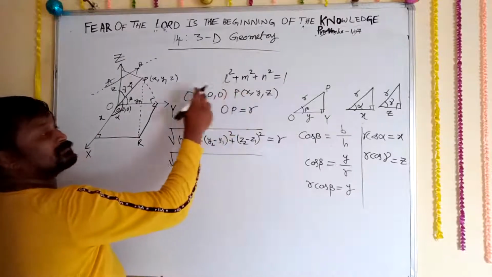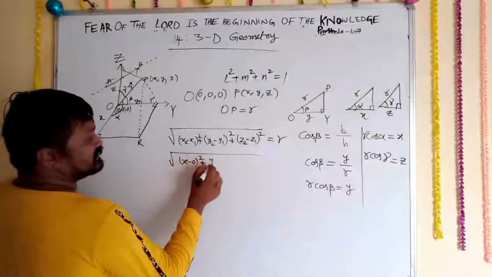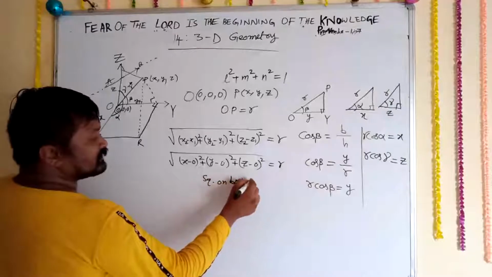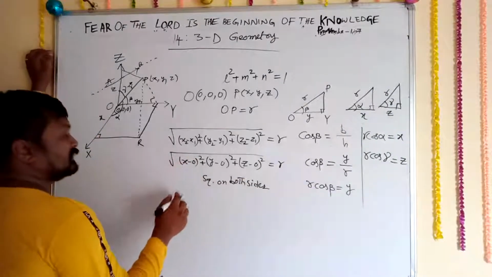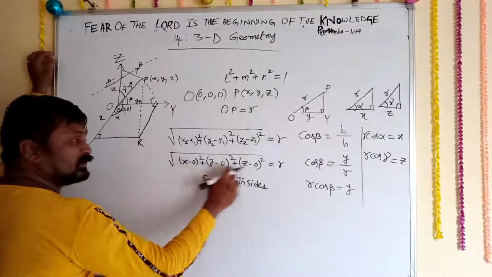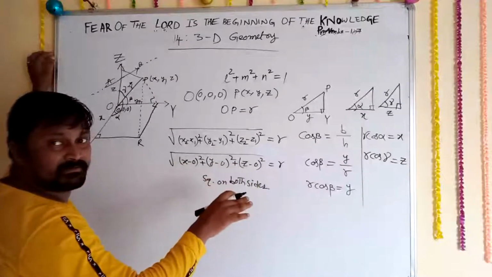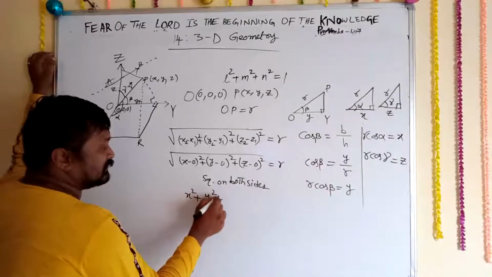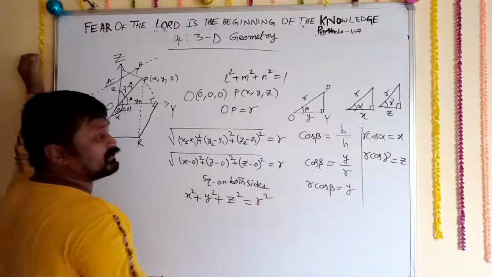So here x minus 0, so that x minus 0 whole square, next y minus on both sides. So when I do squaring on both sides, just check carefully what I am going to get. When squaring on both sides, the square root gets cancelled, only the part under the square root is there, and that is what we are going to get. So x square plus y square plus z square is equal to r square.